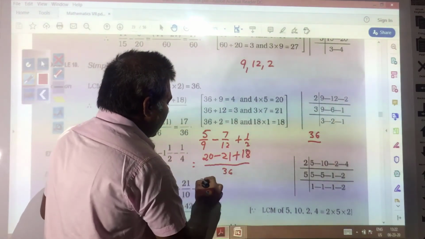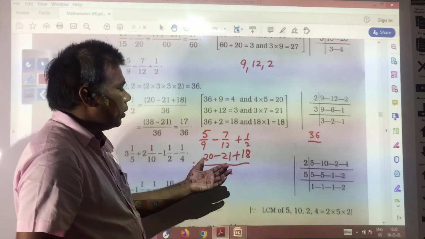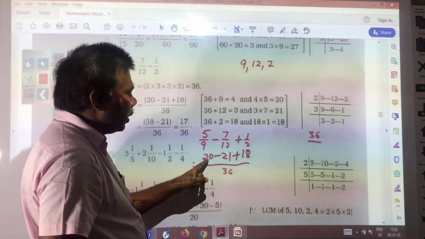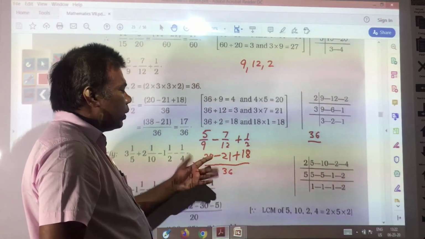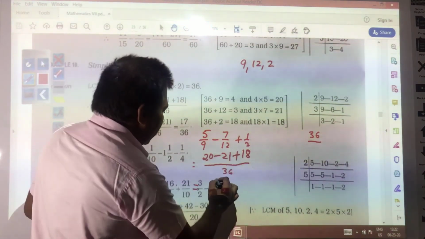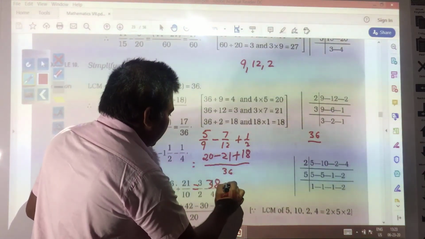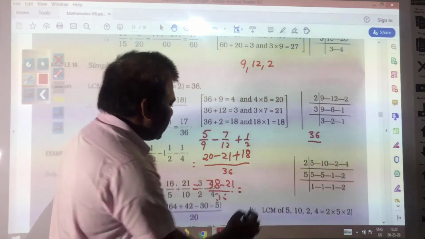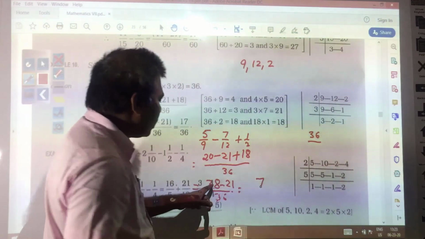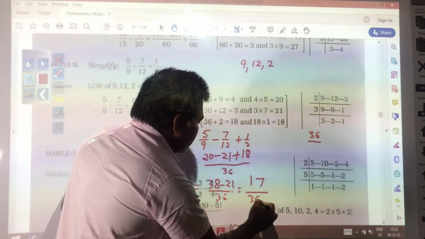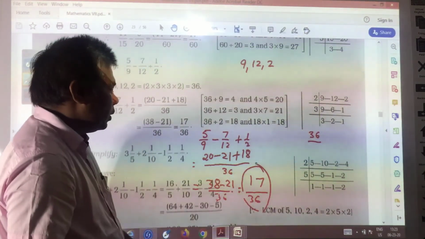What you need to do now? See, in integers you have already learned, all the positive integers are required to be kept together and added together. So, 20 and 18 you got 38, minus 21, divided by 36. You subtract this, 8 minus 1, 7 you got, and 3 minus 2, 1 you got, so 17 divided by 36, and this will be your answer.